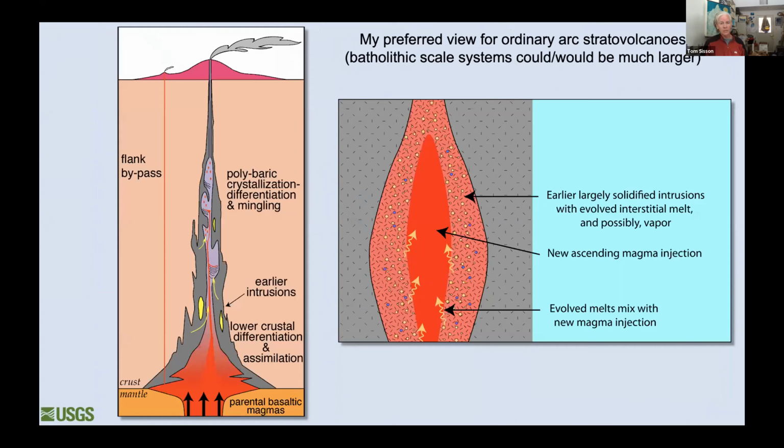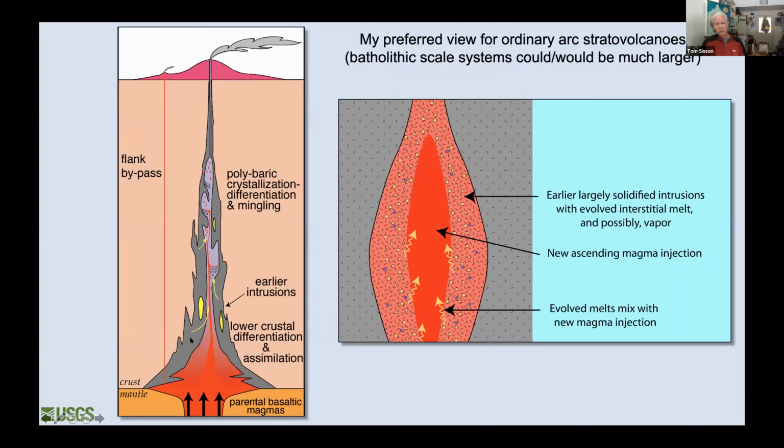And these are mostly arc stratovolcanoes. Anyway, to bring this to a conclusion, this is my preferred view for a cross section of an ordinary arc stratovolcano. Batholithic scale systems would be much larger, but the relatively narrow zone in which basaltic magmas are entering the deep crust and undergoing crystallization differentiation.